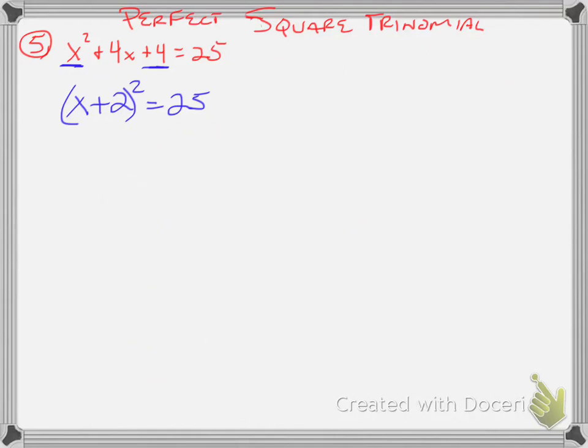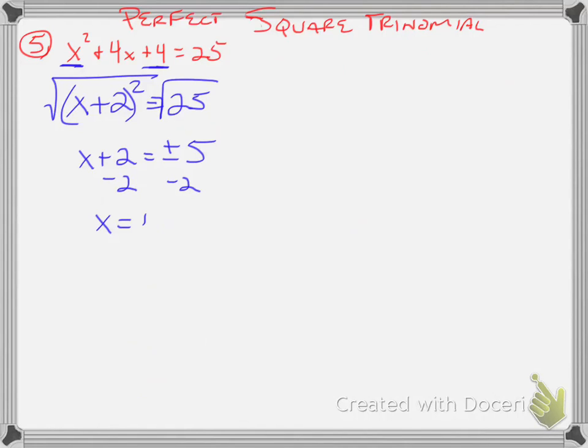And now that I have these parentheses being squared, what I can do is take the square root of that, and that's going to get rid of the squared. So it's just going to be left with x plus 2. And because I took the square root, don't forget I've got to put a plus or minus here. Okay? And then I'm subtracting 2.